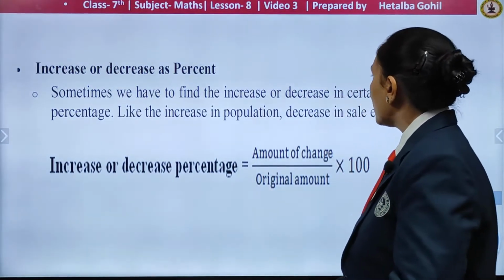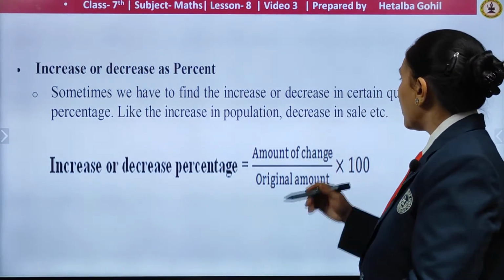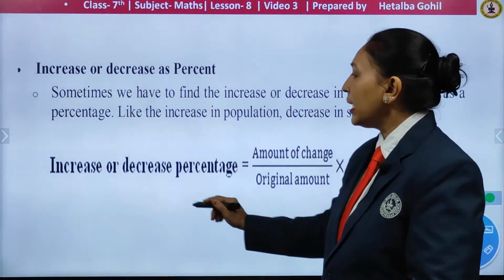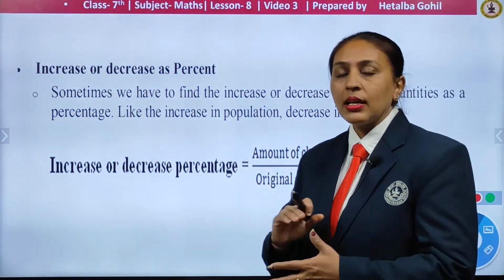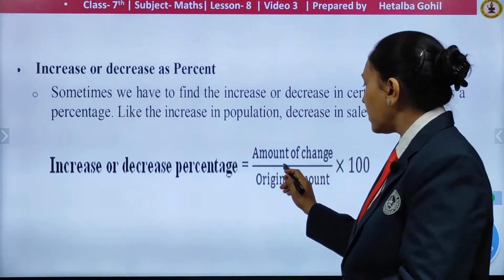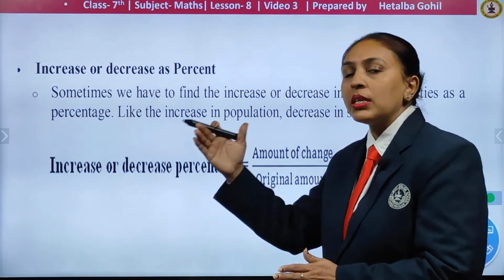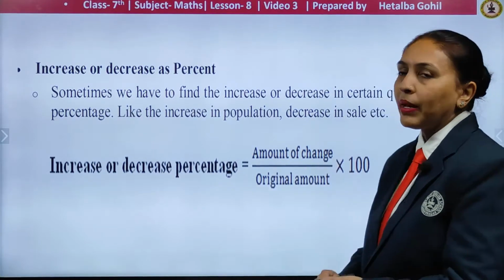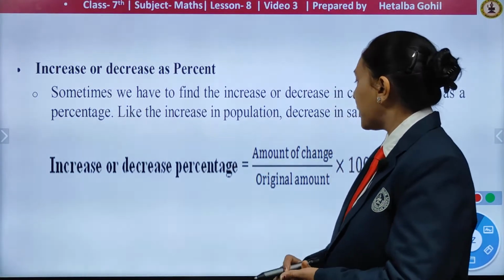Sometimes we have to find increase or decrease in certain quantities as a percentage, like increase in population, decrease in sale and so on. So we have a simple formula to apply there, children. Increase or decrease in percentage is the amount of change, that is how much greater or how much smaller, upon the original amount, that is how much it was originally, multiplied by 100. So this is the formula to get either increase or decrease in percentage.